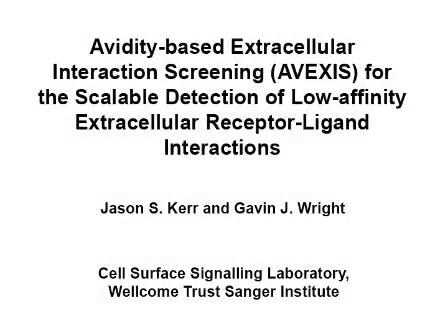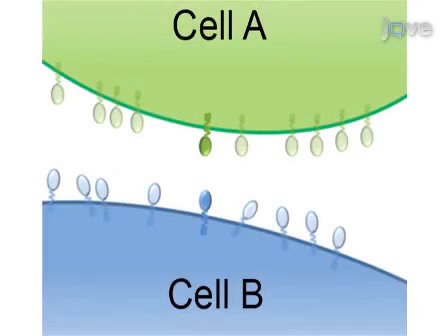The overall goal of this procedure is to discover novel extracellular protein interactions involved in cellular recognition processes, in particular, membrane-embedded receptor proteins. The AVEXIS approach is designed to circumvent the very weak interaction affinities that typify this class of protein interactions, and the fact that membrane proteins are difficult to biochemically manipulate.